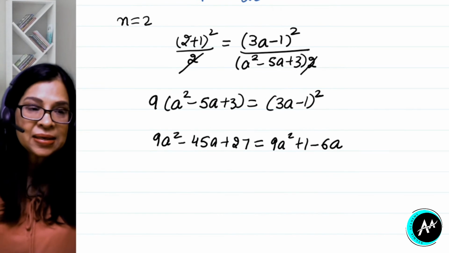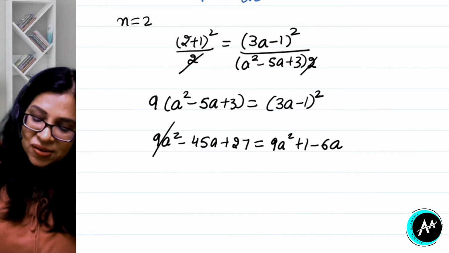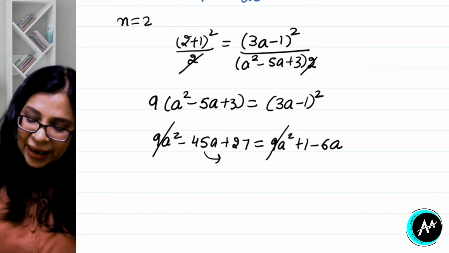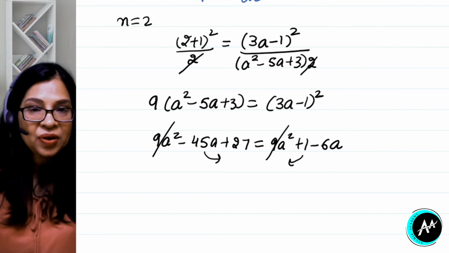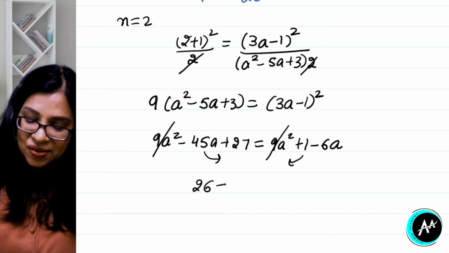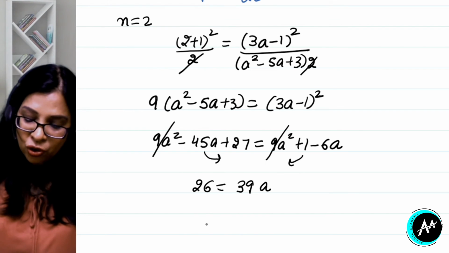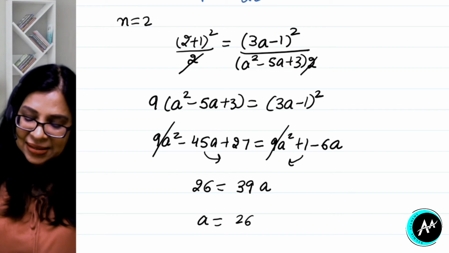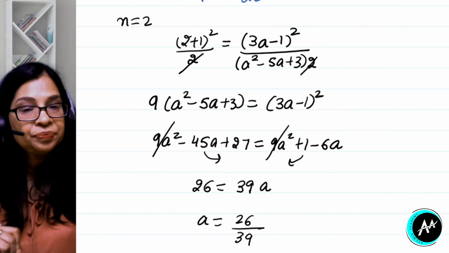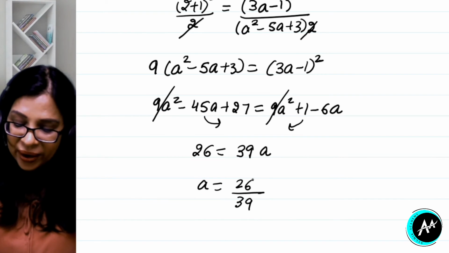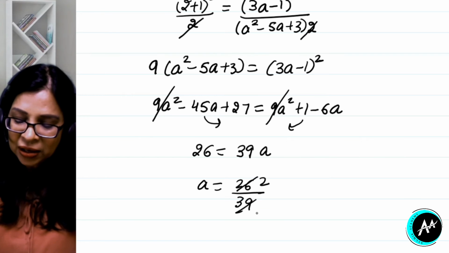What is getting cancelled? Let's see. 9a square is cancelled. So we can take 45a to the other side and bring 1 to this side. So what do we get? 26 is equal to 39a. So a would be equal to 26 by 39. Now we can cancel the common factor. 13 2s are 26 and 13 3s are 39.